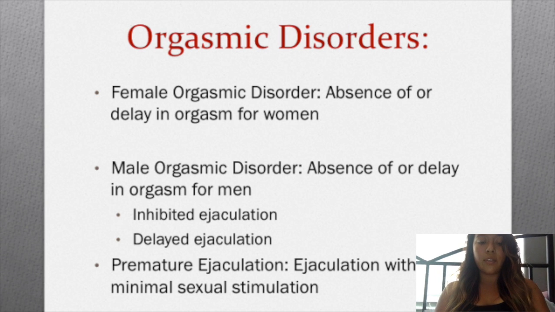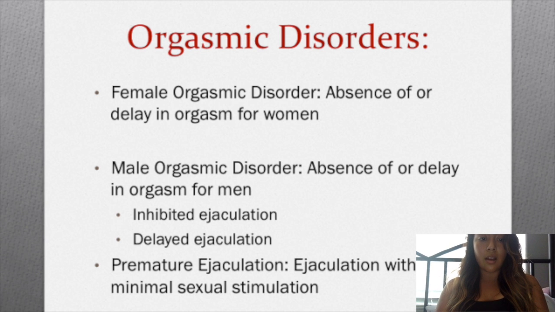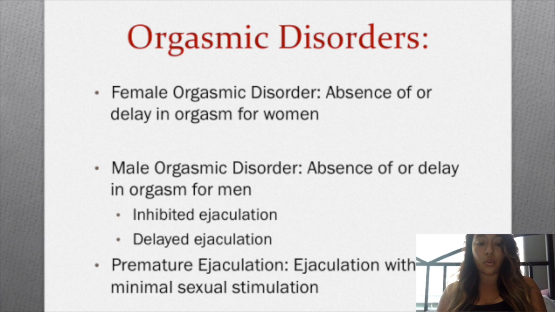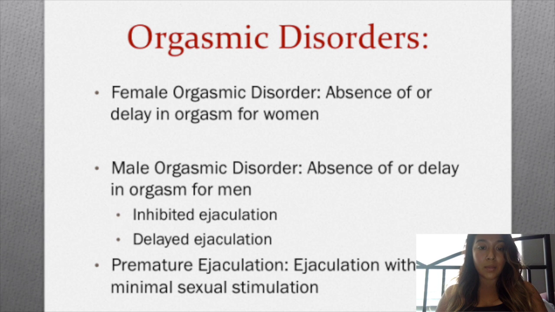Orgasmic disorders. Female orgasmic disorder is the absence of or the delay in orgasm for women. This is the second most common sexual function difficulty in women. And for men, it is male orgasmic disorder, which is the absence of or delay in orgasm for men. This does lead to inhibited ejaculation, which is when a man is unable to ejaculate no matter how long stimulation is maintained, or delayed ejaculation, which is not being able to ejaculate easily, and it can take up to 40 minutes or more.